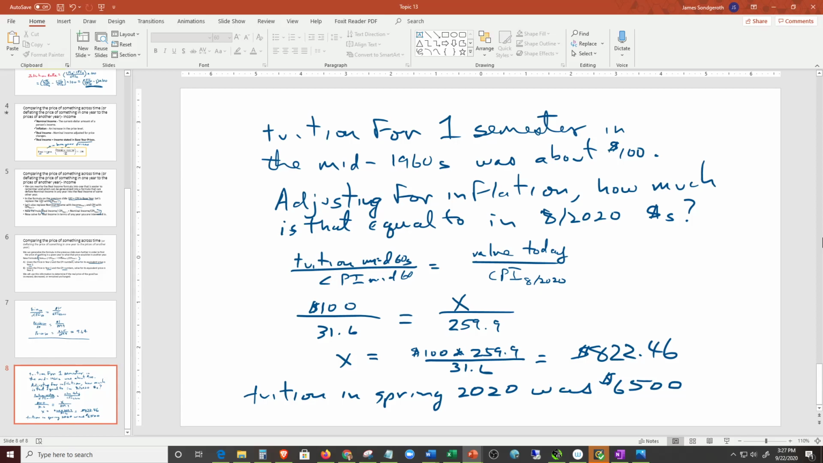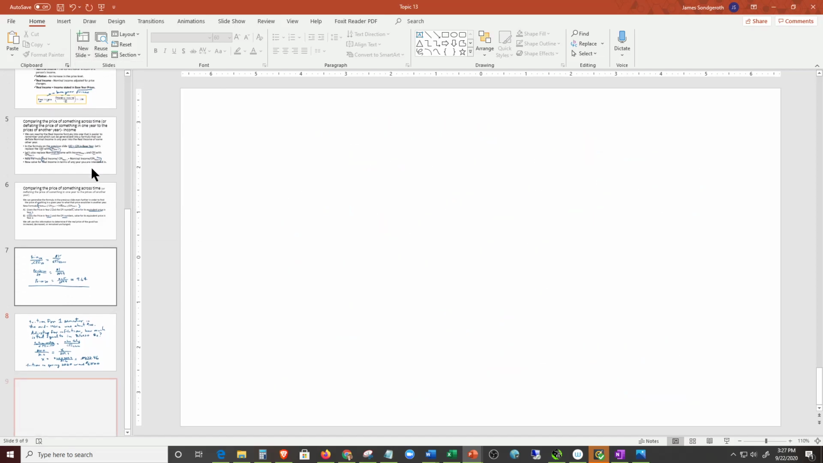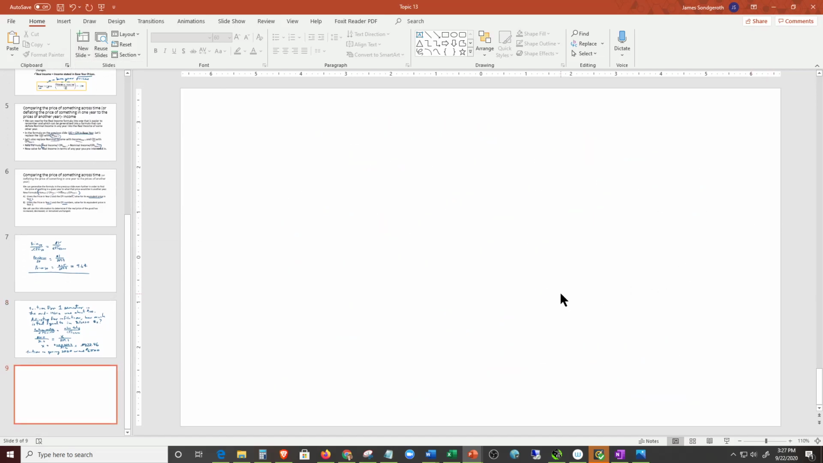So the real cost, the opportunity cost, the purchasing power cost of tuition has gone up by an extraordinary amount. Let's just see how much it went up. And I think here you can just do a simple division. So the tuition now, let's say, is 6,500, and the equivalent, adjusted for inflation, was 822.46. Yeah, we're being sort of ridiculous in being so precise.